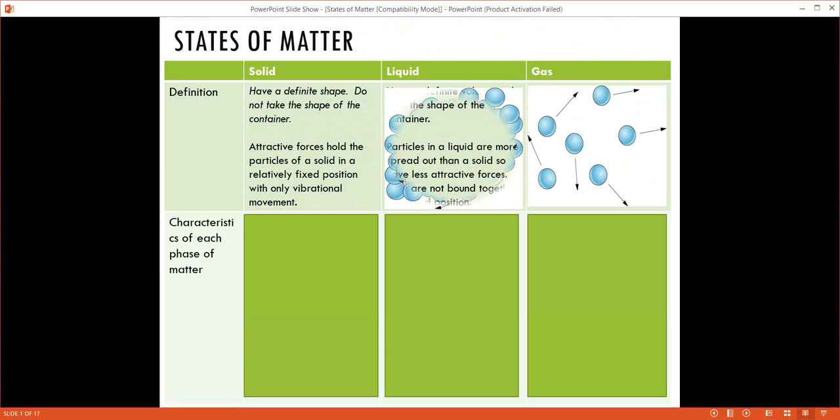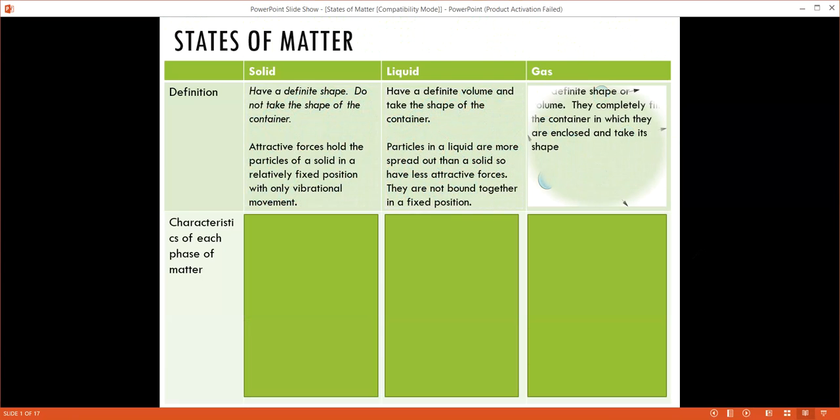Okay, so what I will show you next are kind of basic definitions of each phase of matter. Solids have a definite shape, and they do not take the shape of their container. So when you put a solid into a container, it doesn't change its shape to mold to the shape of that container, whereas a liquid and a gas both do take the shape of their container. Solids also have attractive forces that hold all those little particles together in a fixed position. That's why their shape stays the same.